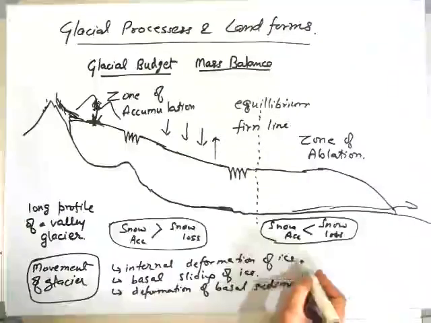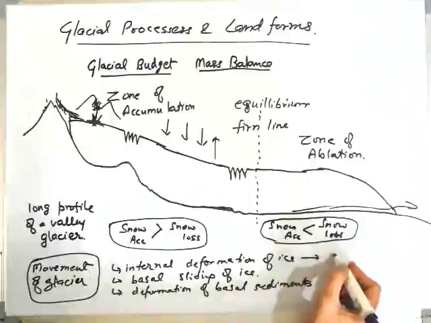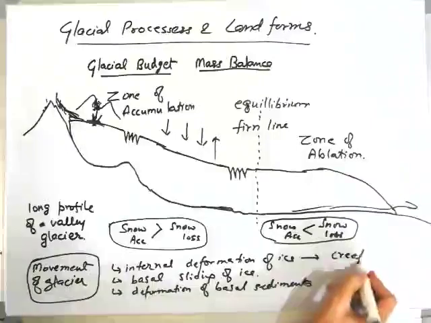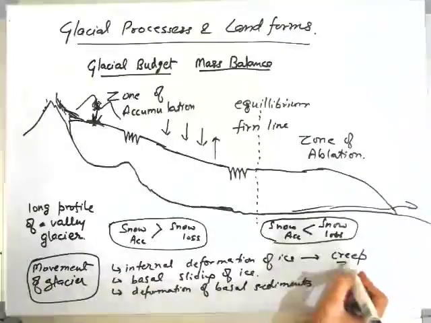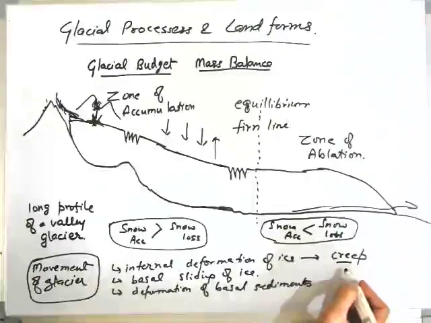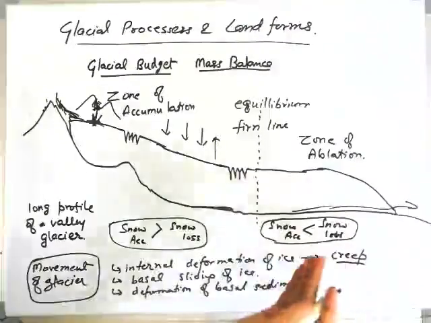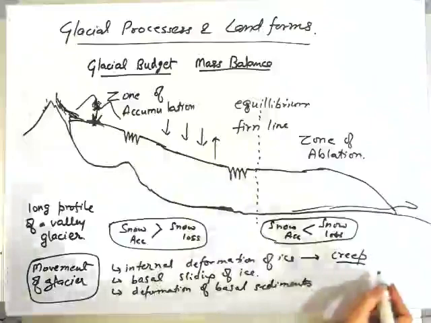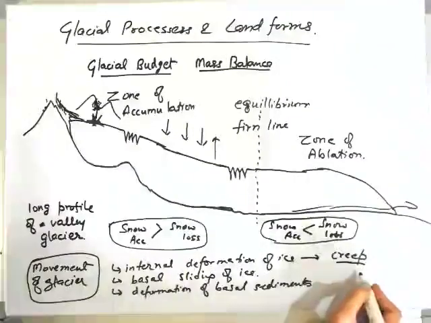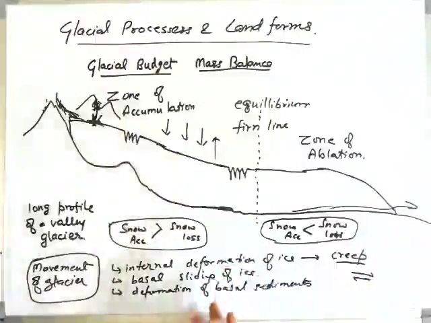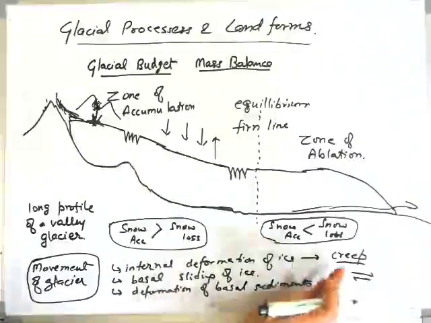Now, this internal deformation of ice takes place by creep. This process is known as creep, and it takes place by slippage within and between the ice crystals. So between the ice crystals and within the ice crystal, there is slippage. Fracture planes develop and ice deforms under its own weight.